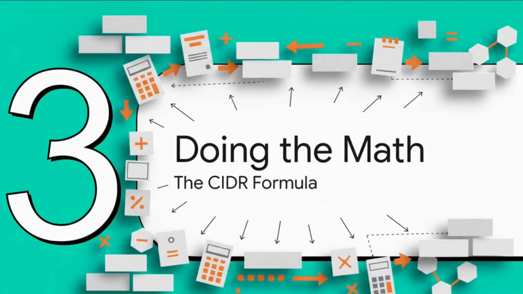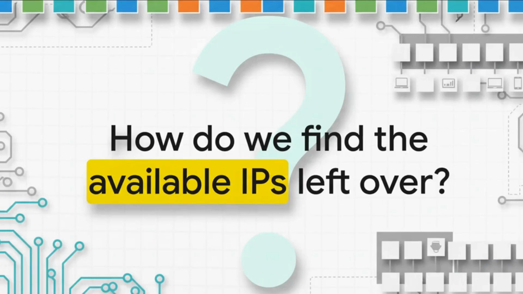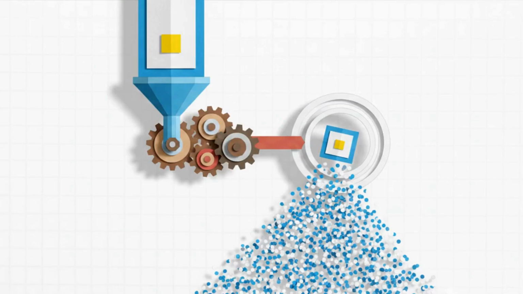Okay, Section 3, doing the math, the CIDR formula. Don't worry, we're going to keep this super simple. Before I reveal the secret here, I want you to actually think about it for a second. If you know for a fact you have 32 bits total, and you know CIDR locks a certain number of them for the network, how do we find the number of available IPs left over for our actual devices? Any guesses?